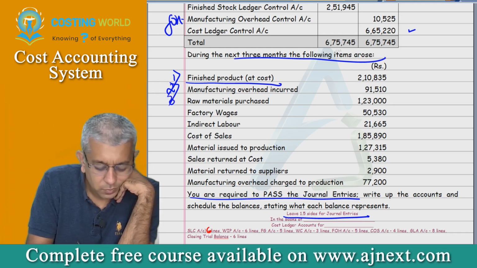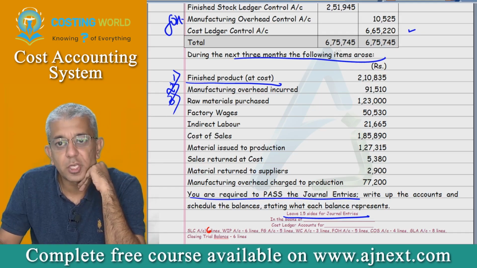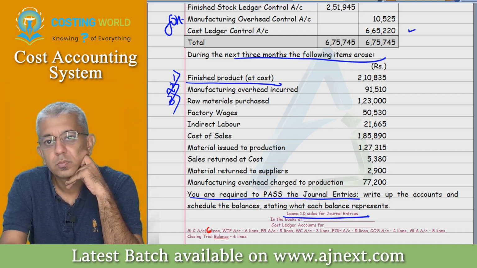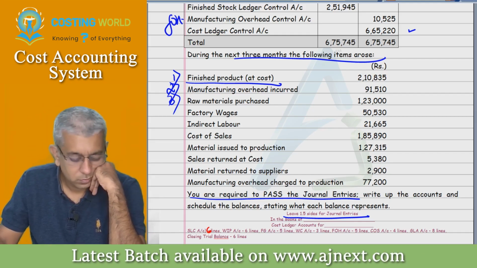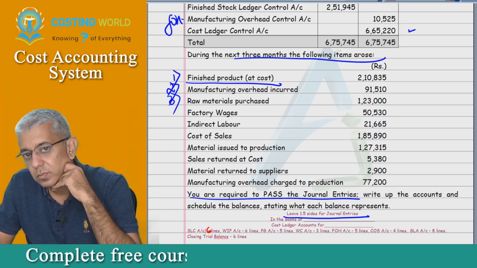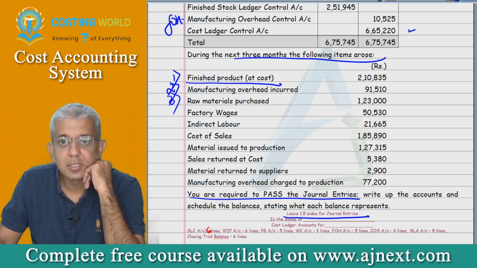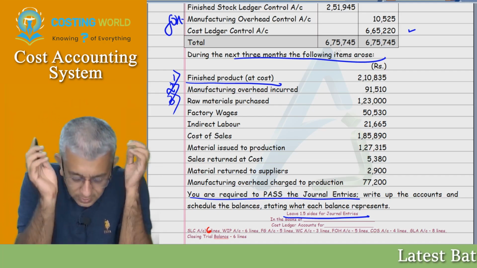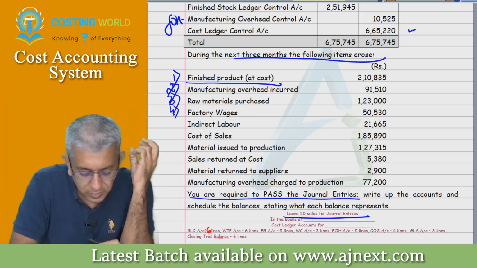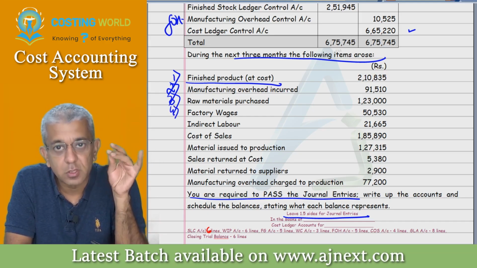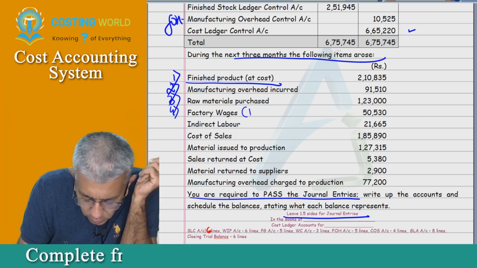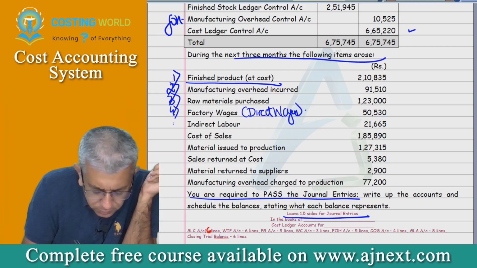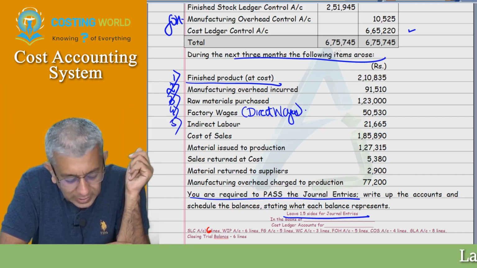The next. Write down third, raw material purchased. Entry: SLC to GLA. Write down please. Then listen. Fourth, factory wages. Unless and until told, factory wages will be interpreted as direct wages only. And fifth one is your indirect wages.